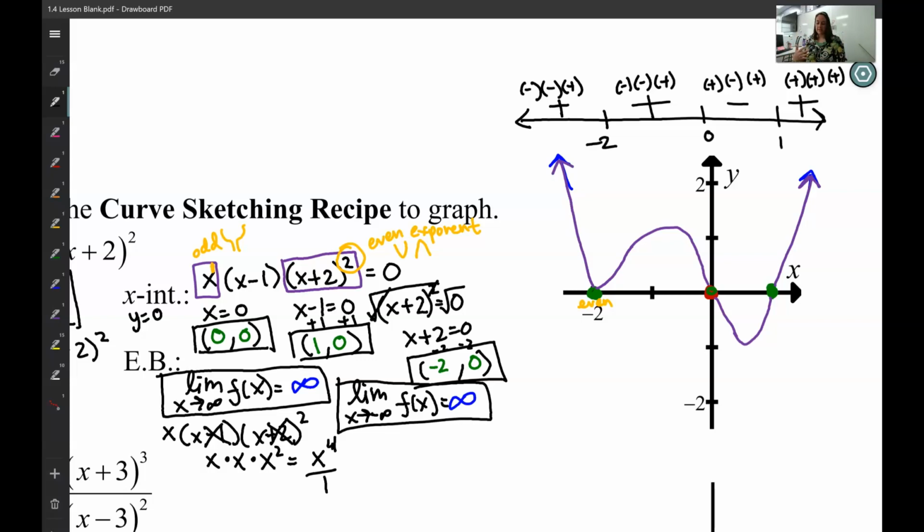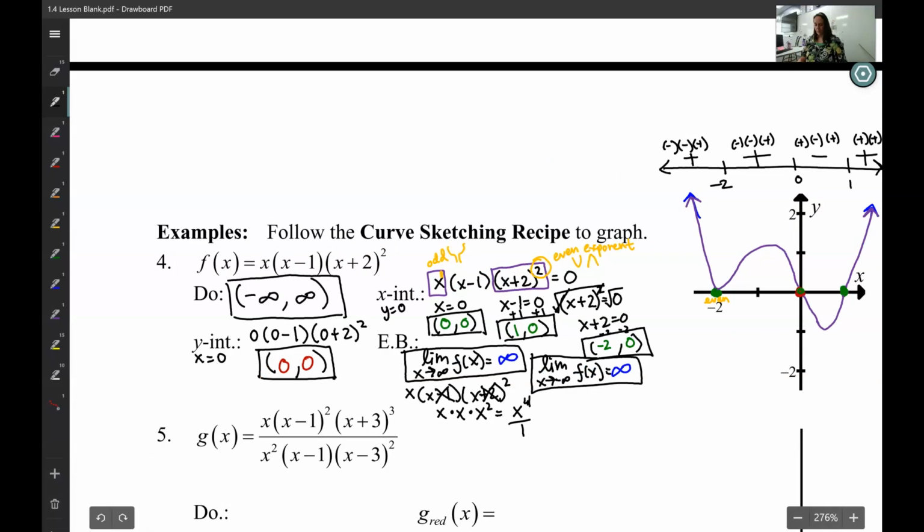I'm done. It's sketched. For now, you don't need to worry about how high these maximums and minimums go. We'll actually talk about that in a chapter or two. We'll come back to it later. This is just a sketch for now. Doesn't need to be perfect.